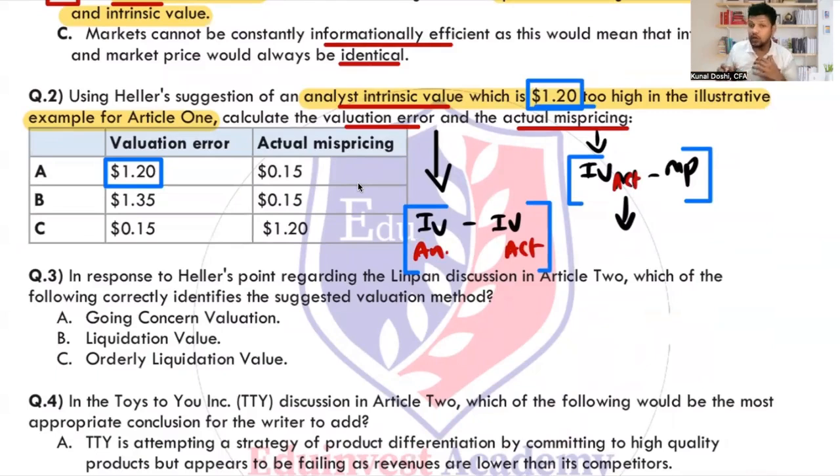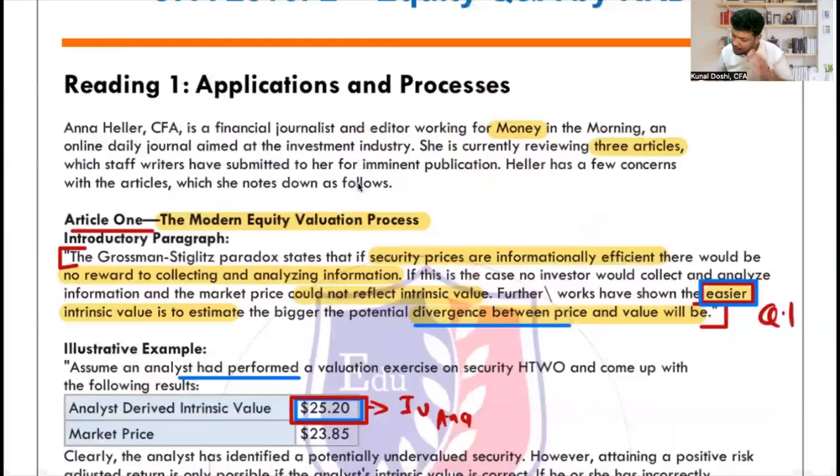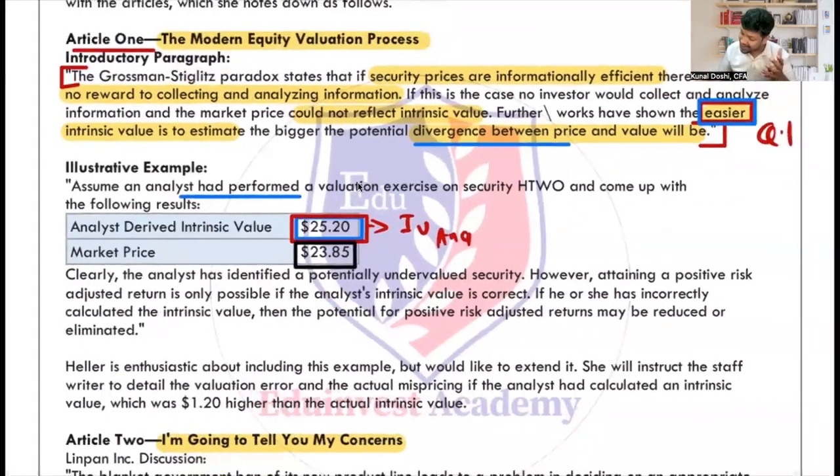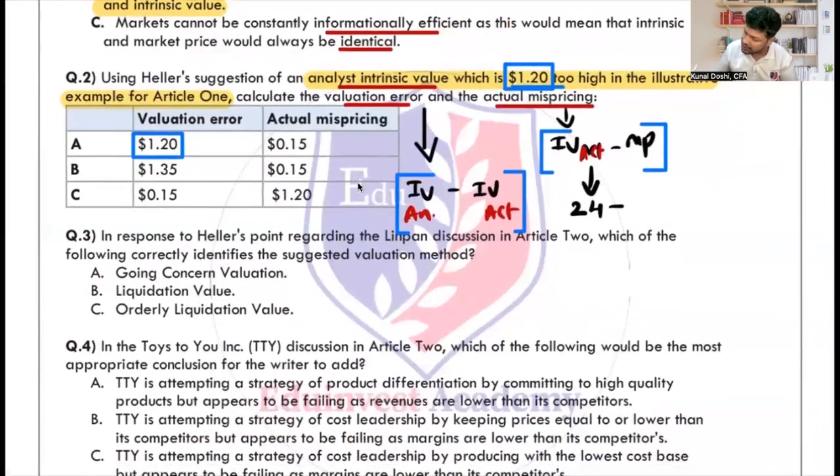Analyst was higher, so I should subtract, right? So 25.2 minus 1.2 will give you 24. Correct? Correct. And what is the market price? The market price of the stock is 23.85. That is the actual market price. So when I subtract 23.85, I will get the answer as 0.15. Everyone, correct? Check.